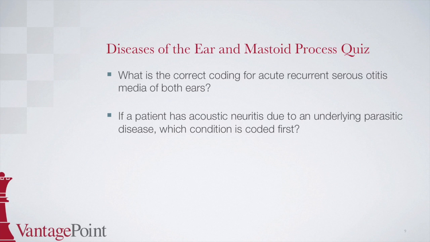The answer to our first question is H65.06, acute serous otitis media, recurrent bilateral. You would start by looking up otitis in the alphabetic index and then locate serous indented below. Next to serous is a note which states see otitis media non-suppurative.